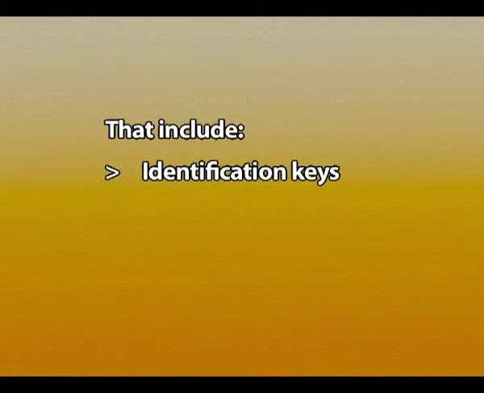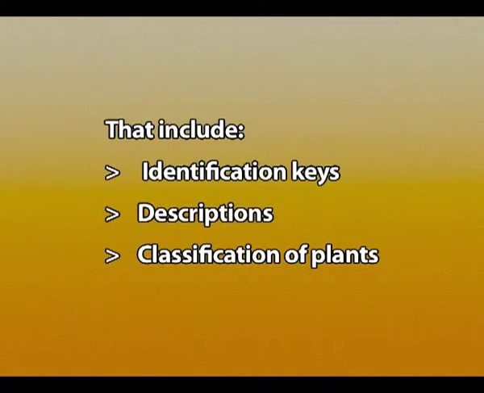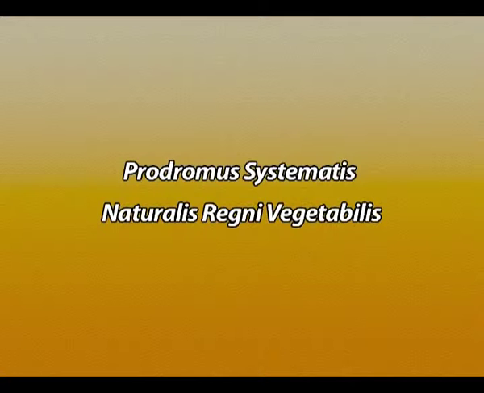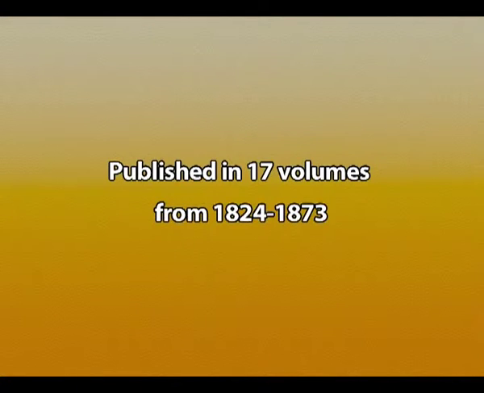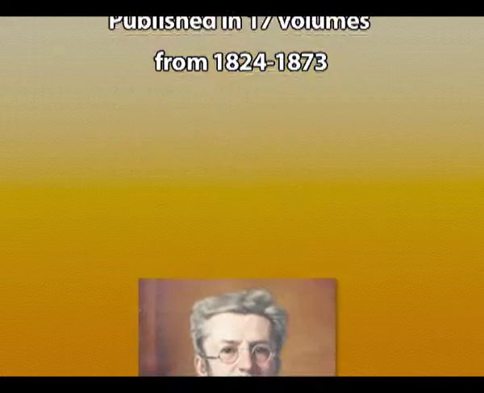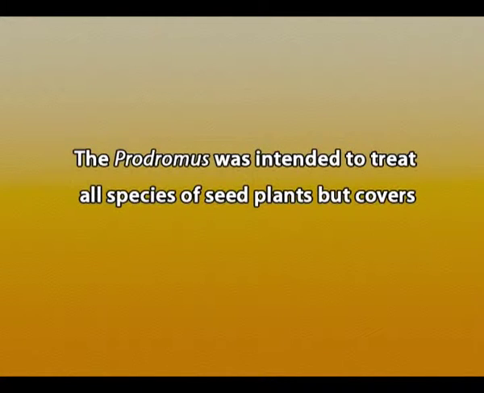As we know, there is no single source of literature that treats all the known plants of the world. In other words, there is no world flora. However, we have several important comprehensive taxonomic works that include identification keys, descriptions, and classifications of plants. The foremost is the Prodromus Systematis Naturalis Regni Vegetabilis. It was published in about 17 volumes from the year 1824 to 1873 by A.P. de Candolle. The Prodromus was intended to treat all the species of seed plants, but in actuality, it covers only the dicots. Although the title Prodromus indicates that de Candolle considered it only a preliminary treatment, it still remains the only comprehensive taxonomic revision for many genera.